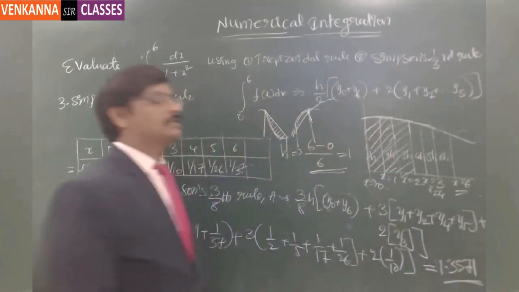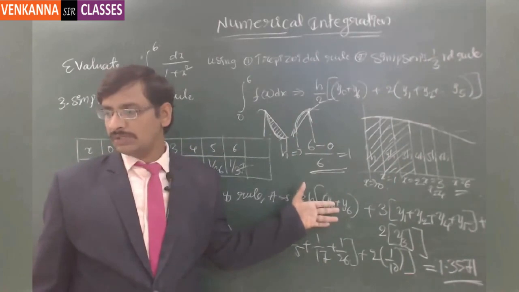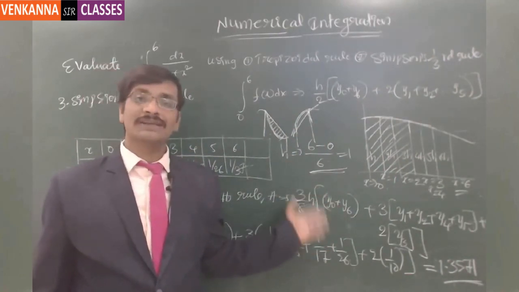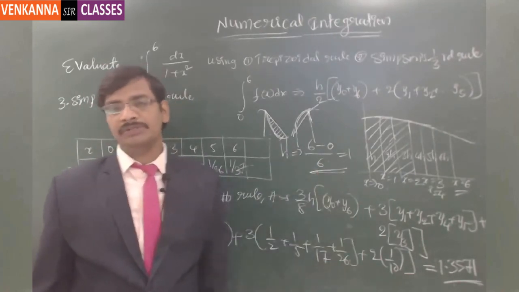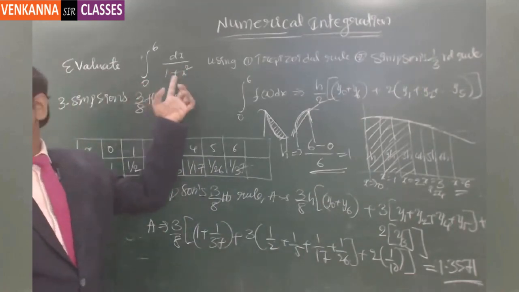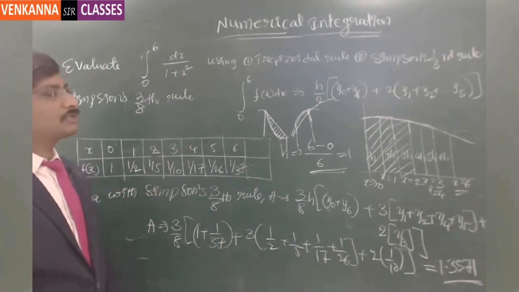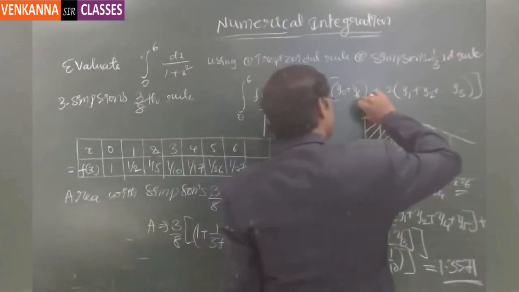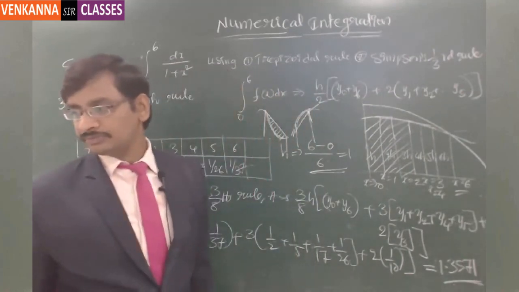So in this case, the trapezoidal rule gives more area, Simpson's 1/3 rule gives less than the trapezoidal rule, and the 3/8 rule gives less than the 1/3 rule. So it keeps on reducing. Whatever function we consider here, 1/(1 + x²), is a monotonically decreasing function. That's why it is considering more area. Monotonically decreasing function, so like this it keeps on coming out. Got it?